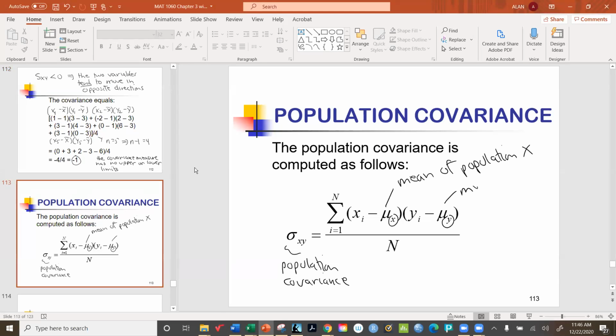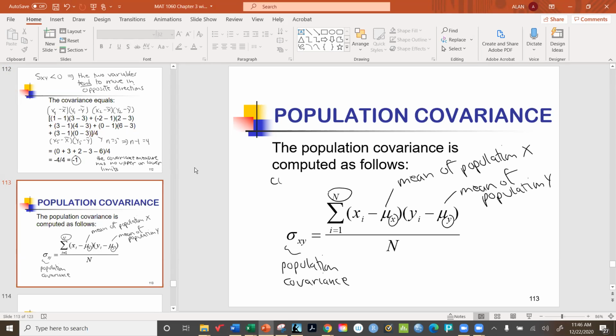And this is the mean of population Y. So the subscripts are now being used because we need a way of telling them apart. The X's and the Y's are self-explanatory. Here we have the population.